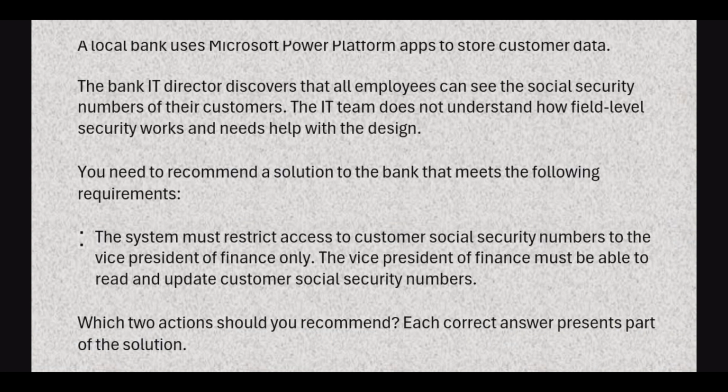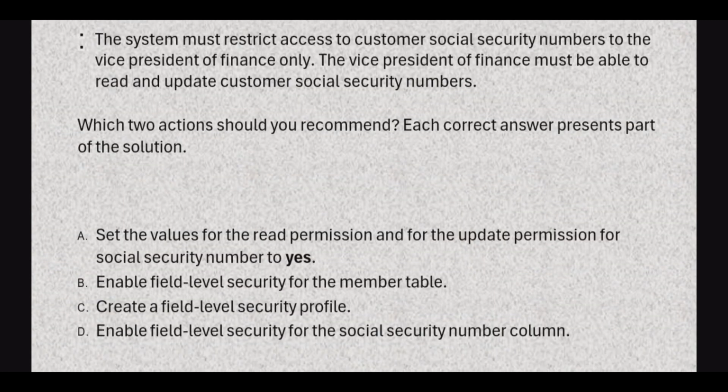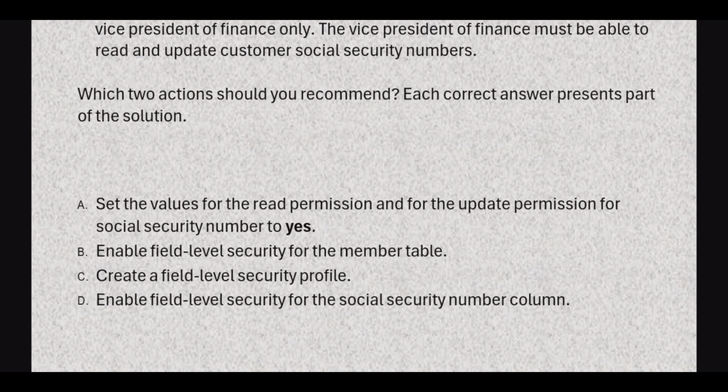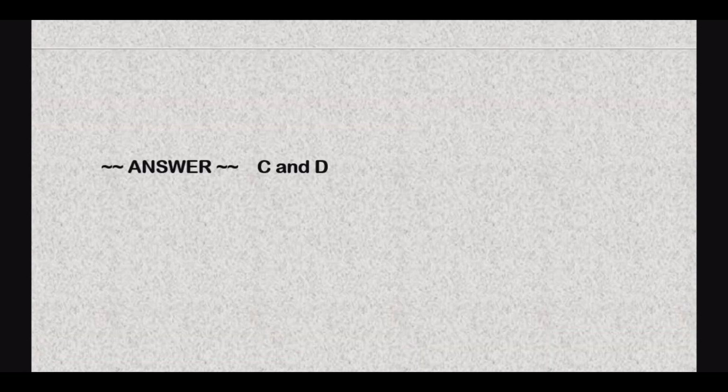Which two actions should you recommend? Each correct answer presents part of the solution. The options are: option A, set the values to the read permissions and for the update permission for social security number to yes. Option B, enable field level security for the member table. Option C, create a field level security profile. Option D, enable field level security for the social security number column. The correct answers are option C and D.